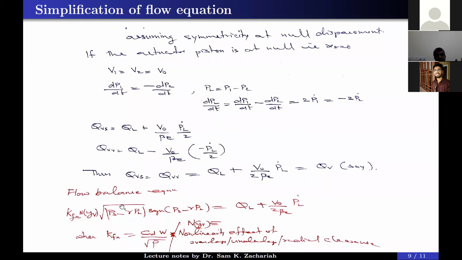So finally, the flow balance equation, that is, the flow supplied by the servo valve should be equal to the flow consumed in the actuator chamber. This is the supplied flow. Here I use two notations: Kf into N, the nonlinearity of YV, into square root of PS minus gamma PL sine PS minus gamma PL. What I have done is, this Kfn is nothing but CdW by square root of rho, and N of YV is nothing but the nonlinearity effect of overlap, underlap, radial clearance, all lumped together as N of YV. This is the supply side.